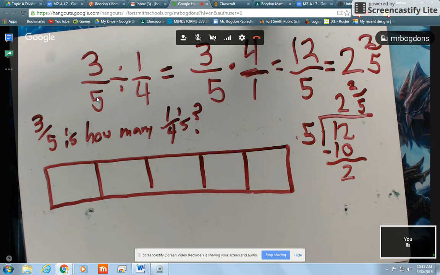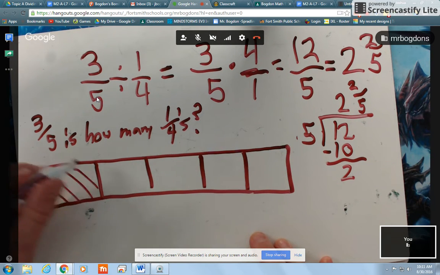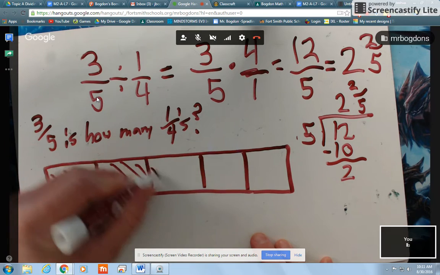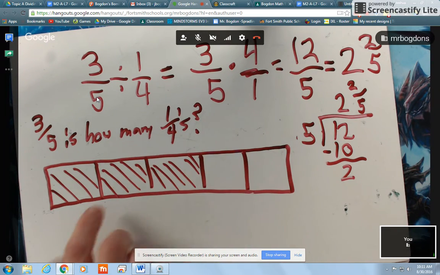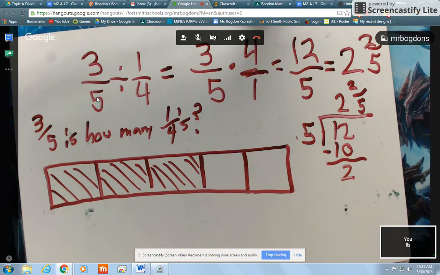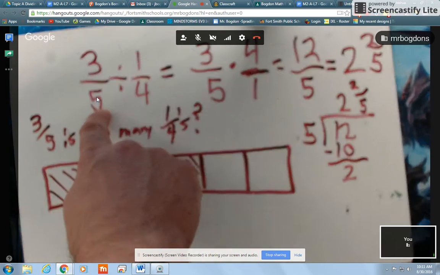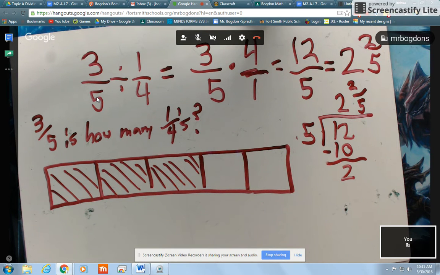Fantastic. Now, I know that 3 of these are going to be occupied. But how do I relate fifths to fourths? Anytime I have to add or subtract a fraction, what do I do before I can add or subtract? I have to make sure that it's the same size, right? Yes. So what's a common denominator between 5 and 4? 20ths. I can do that by multiplying 5 times 4.